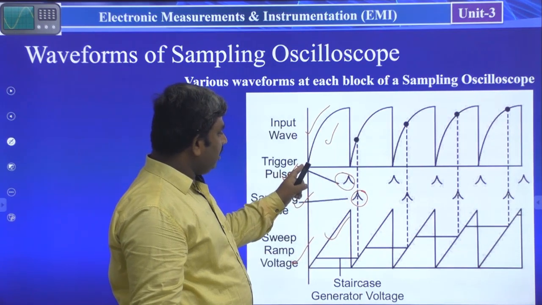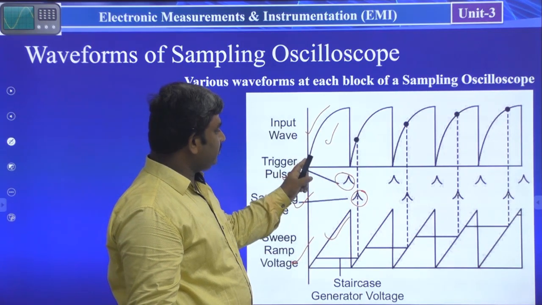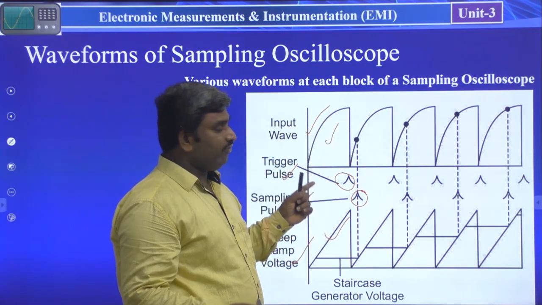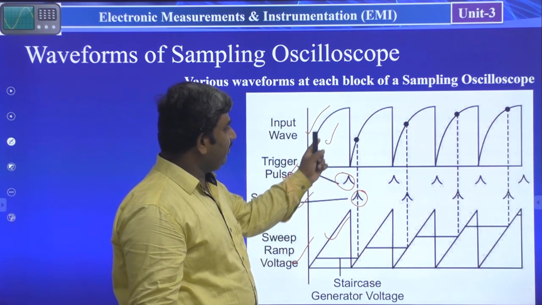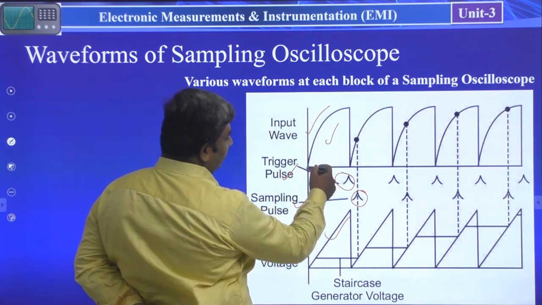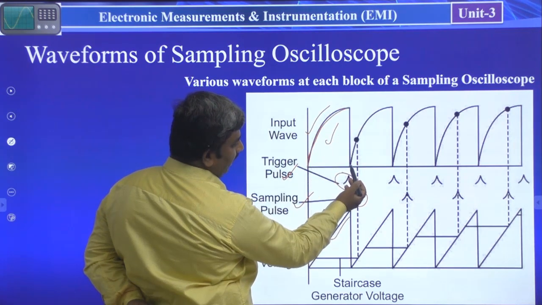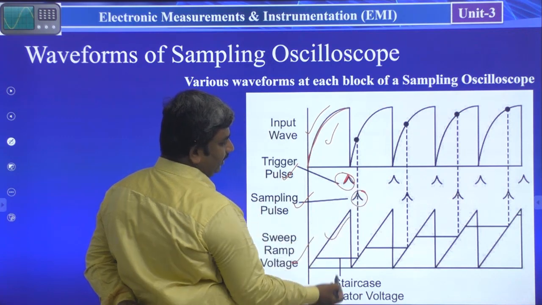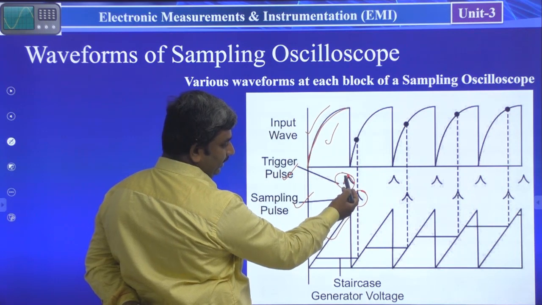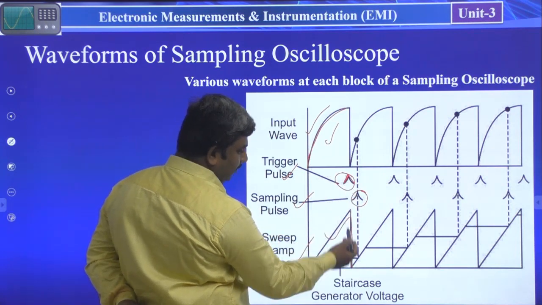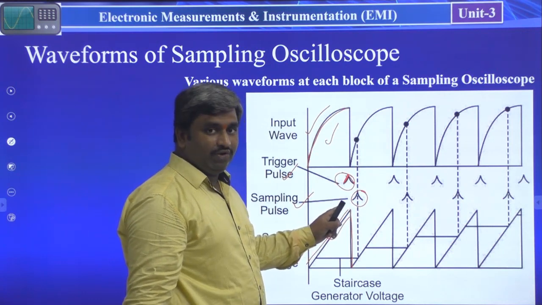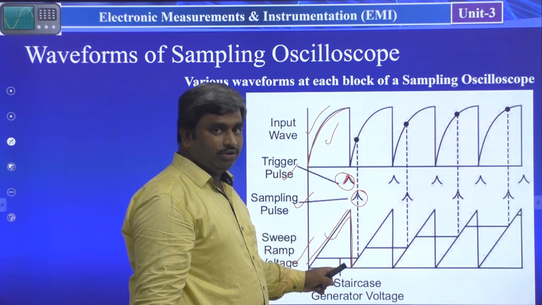See here, the input signal is exponentially charging. For example, if it is charging, it will be an exponential waveform. You can see here that it is in a sinusoidal fashion. So the signal is charging here. At this place we have given the triggering pulse. When you have given the triggering pulse, the triggering pulse stops the ramp voltage, it stops increasing the ramp voltage, so it will suddenly fall down to the 0 level.